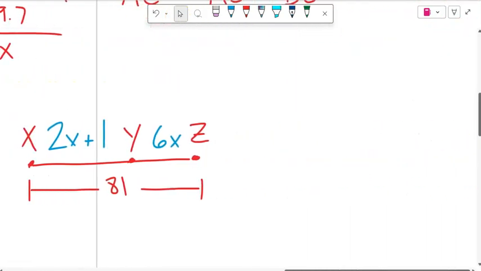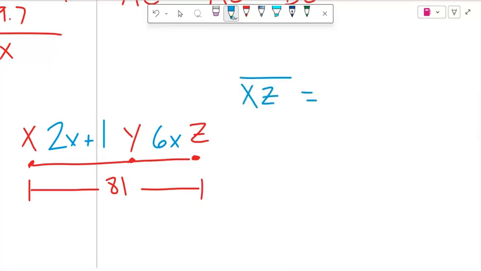Go ahead and write out your segment addition postulate for this problem. So the whole thing, XZ, equals the part plus the part: part of the segment XY plus the other part of the segment YZ. And then we fill in everything we know underneath that line.